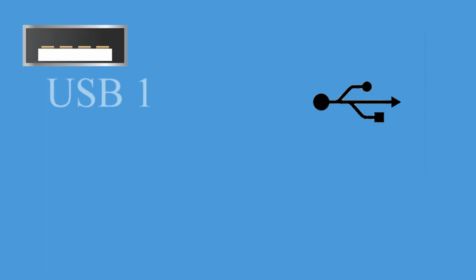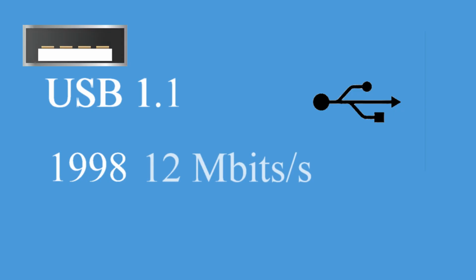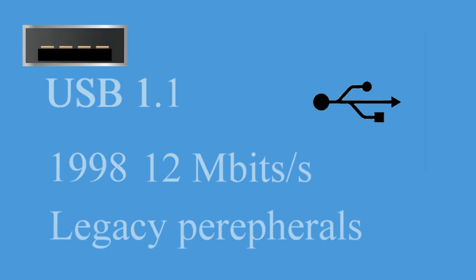USB 1. The first USB standard was introduced in 1996. It is hard to encounter this port today. It is identified by the color white. USB 1.1 was introduced in 1998. The speed was only 12 megabits per second. Use this for legacy peripherals.